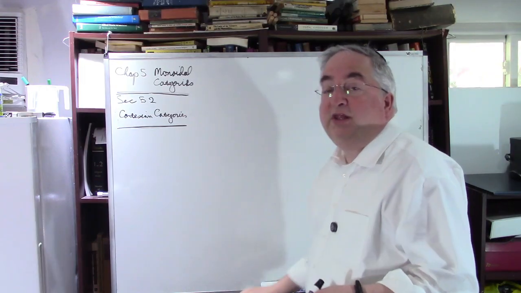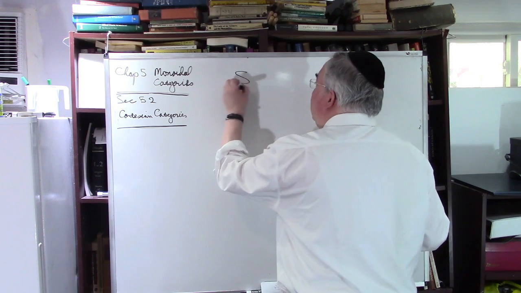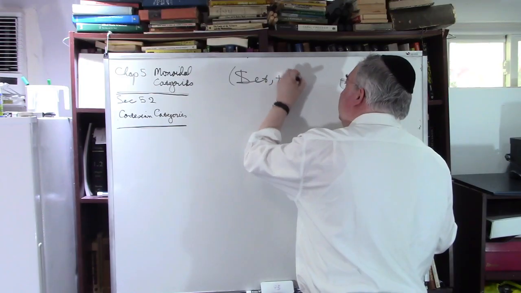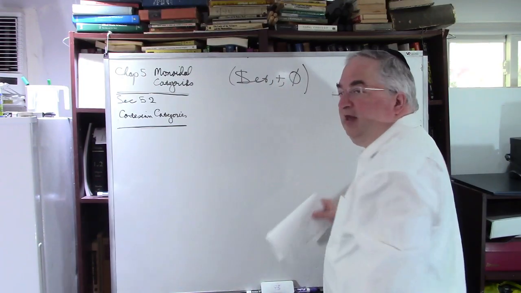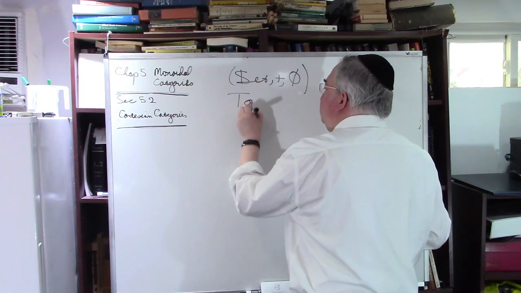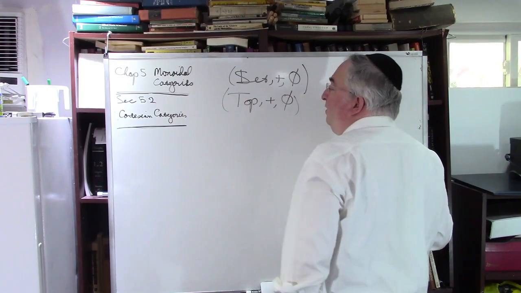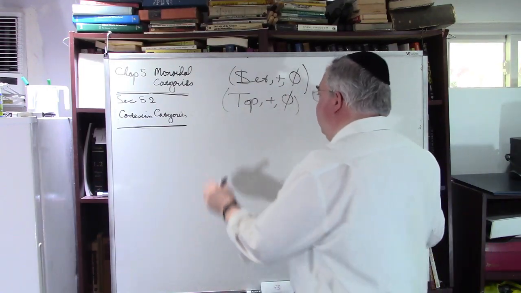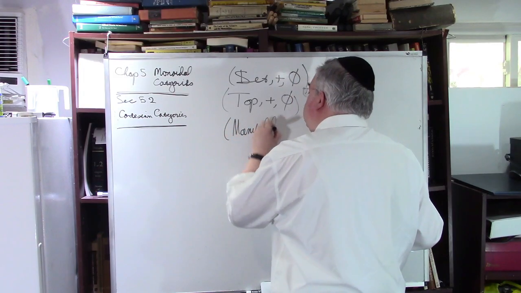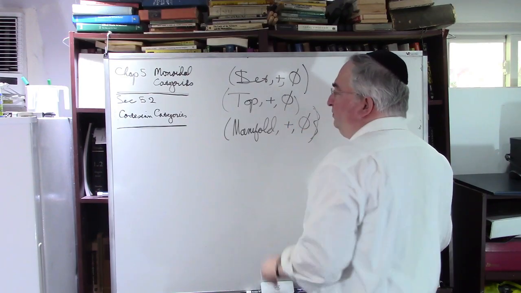These are categories with nice, not products, but coproducts. Okay, a ton of examples. Set, disjoint union, and the empty set, that forms a cocartesian category. Topological spaces, disjoint union, the empty space, that forms a cocartesian category. Manifolds, the empty manifold, that forms a cocartesian category.